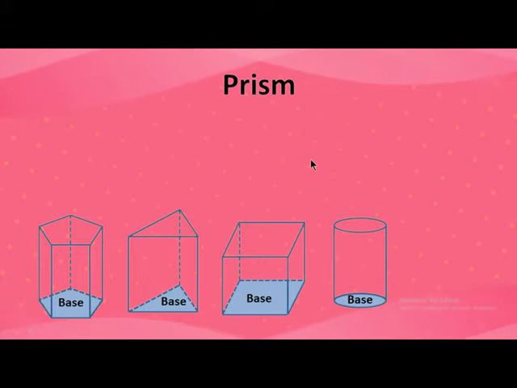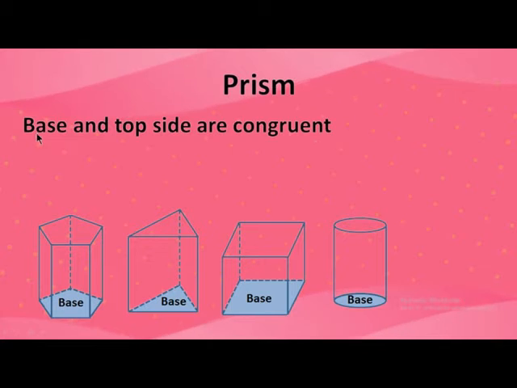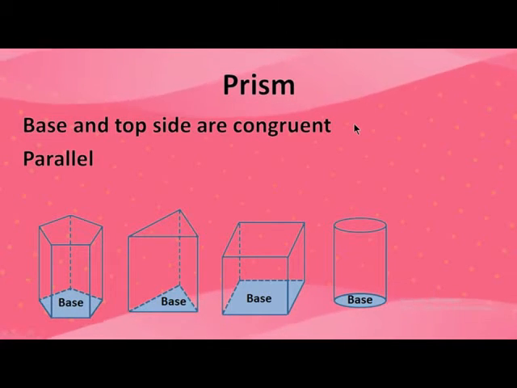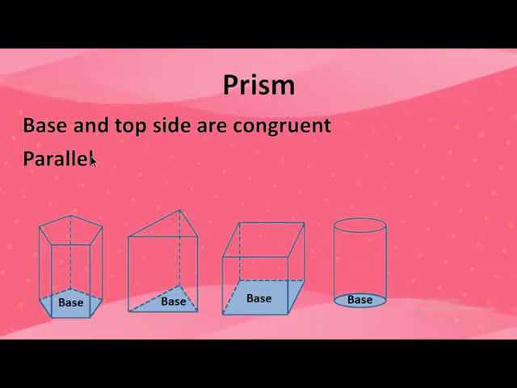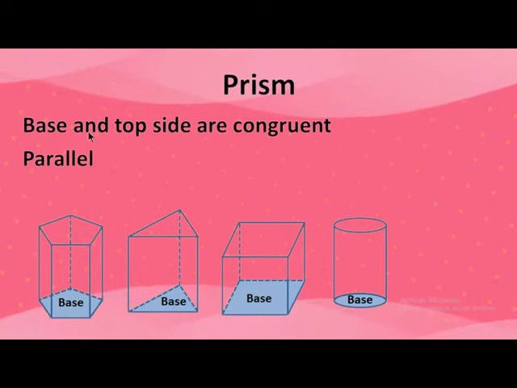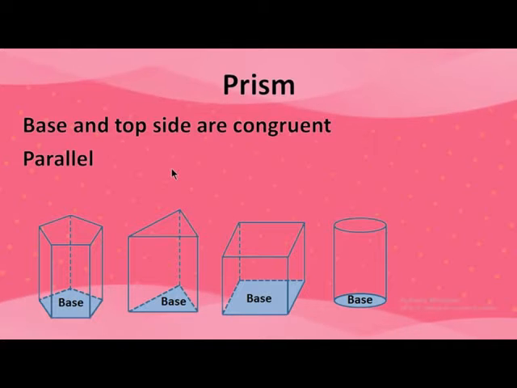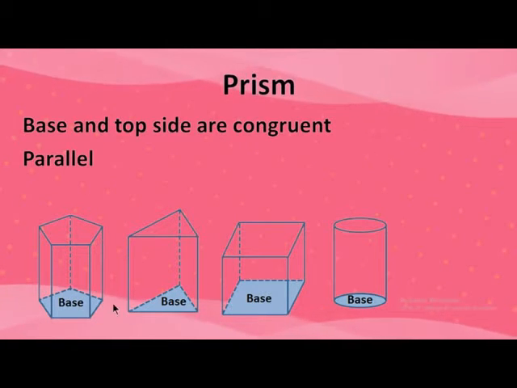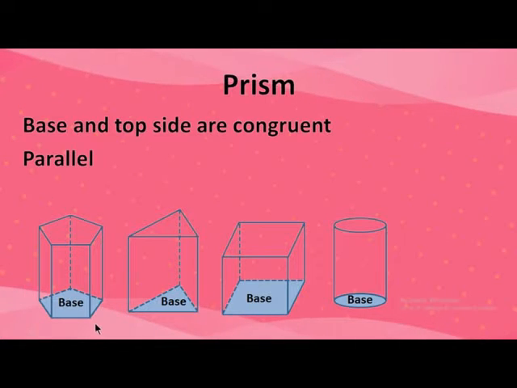So, how can we classify a three-dimensional shape as a prism? There are two conditions that must be met. First, the base and the top side are congruent, and the base and the top side must be parallel. The sides that are congruent and parallel, that's what we call the cross section. Like this particular prism, this is the base and this is the top. They are parallel and also congruent. These sides we call the cross section.